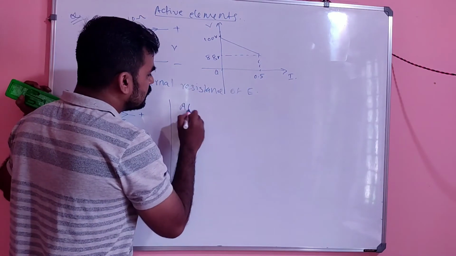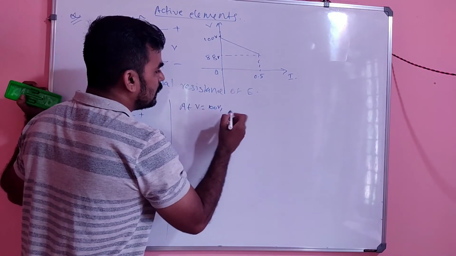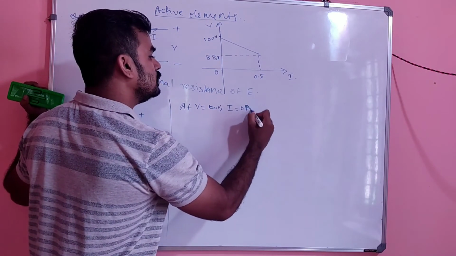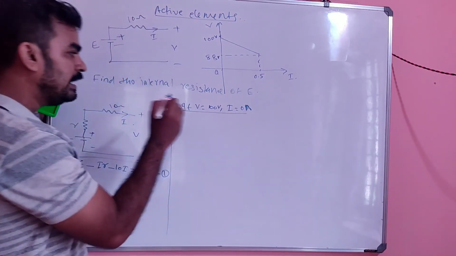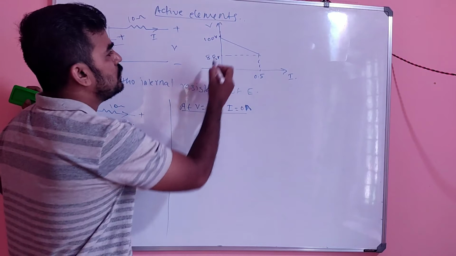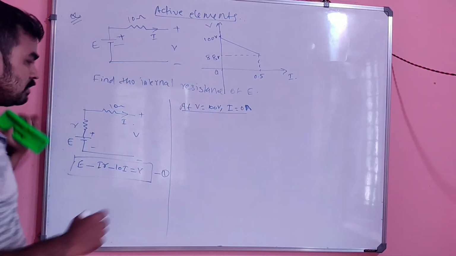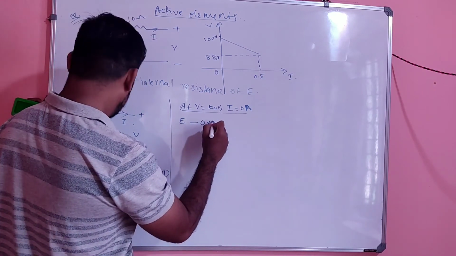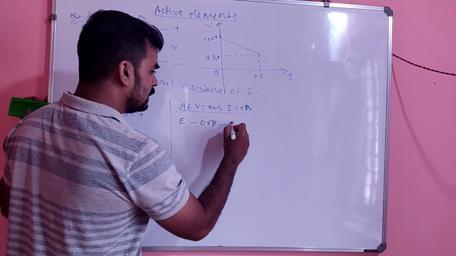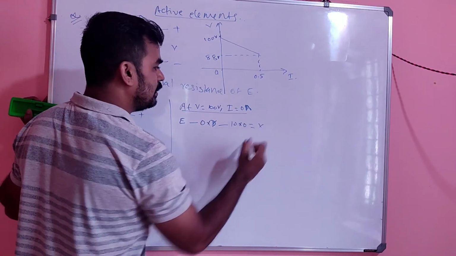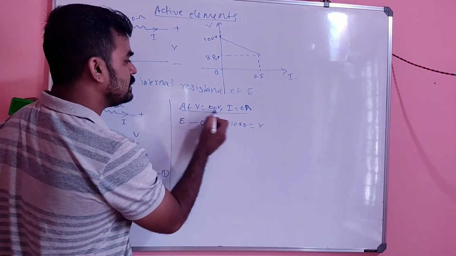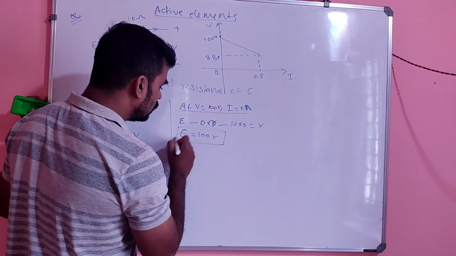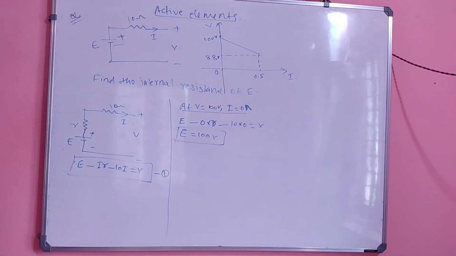So you can write, at V equal to 100 volt, current I will be equal to 0 ampere. Regarding this condition, how can I rewrite the equation? It is nothing but E minus I into R minus 10 into 0 equal to V. So E and V will be equal. V is equal to 100 volt, so E will be equal to 100 volt. Now you got the value of E.